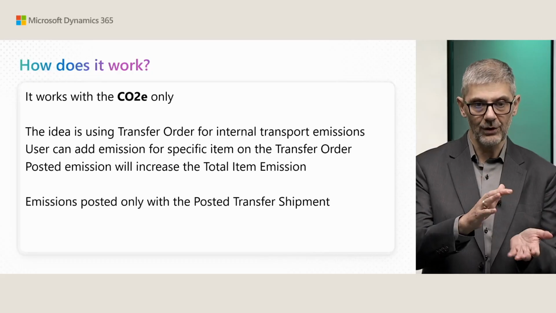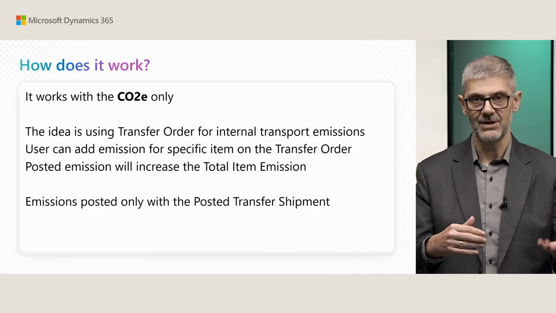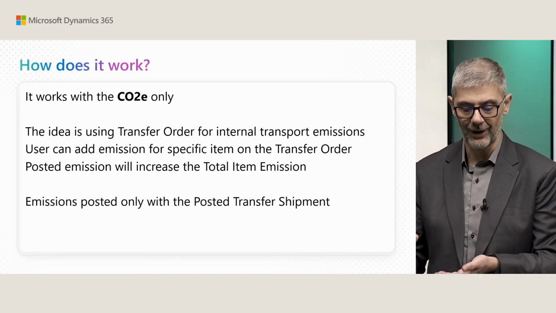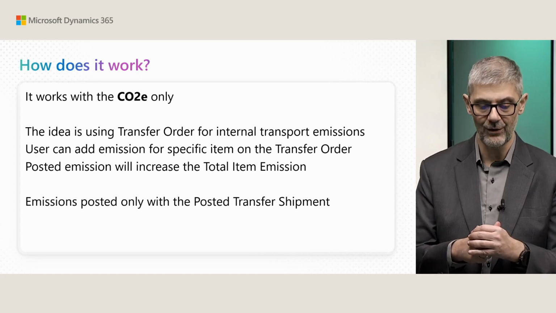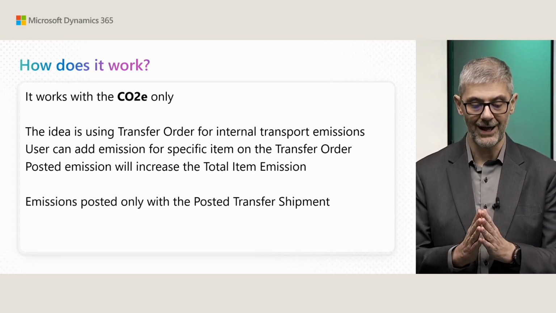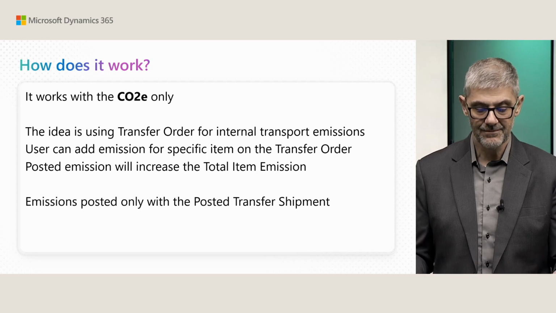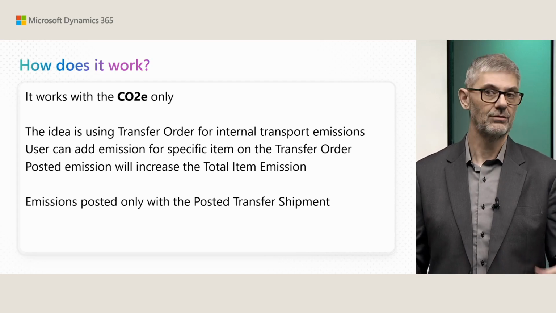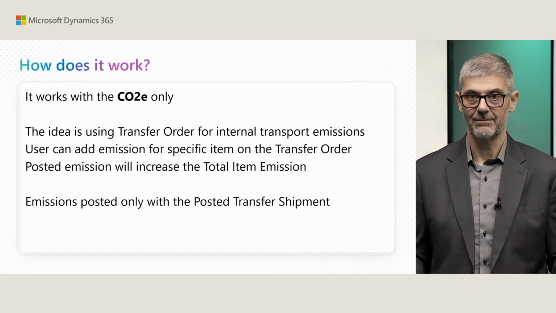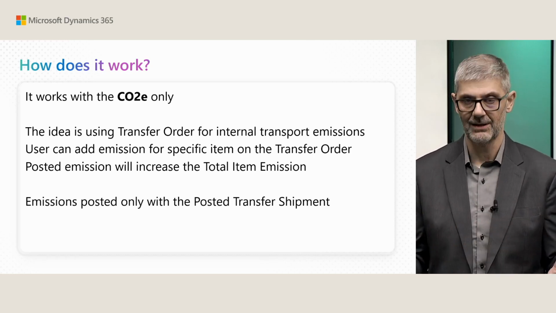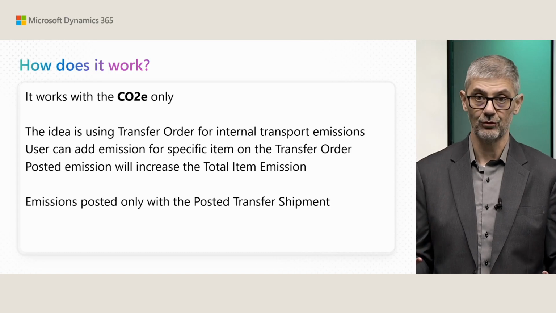First, what I want to emphasize, it works with carbon equivalent only. So whatever you enter for all three gas emissions, the system will automatically calculate to carbon equivalent, and all this feature tracking with sustainability value entry will be related to carbon equivalent only. The idea is to use transfer orders as our internal transport emissions. Maybe for some other reasons, but this is our primary reason, because in general BusyCentral doesn't have a transportation module.